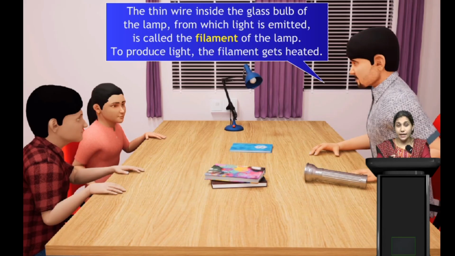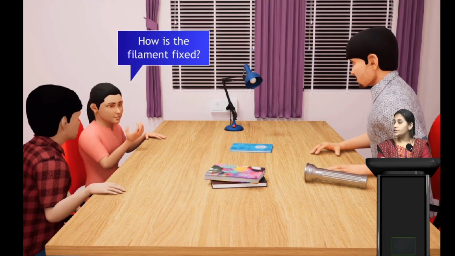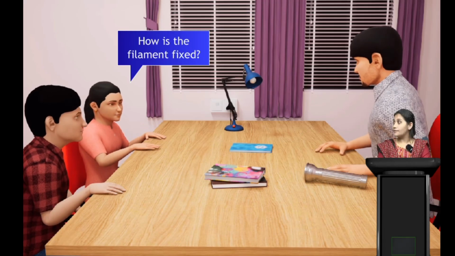So we can say that the part of the lamp from which light is emitted is called the filament. This one small thin wire is connected to the small bulb. This part is called the filament, in which the light glows. Then she is asking how the filament is fixed in the torch.